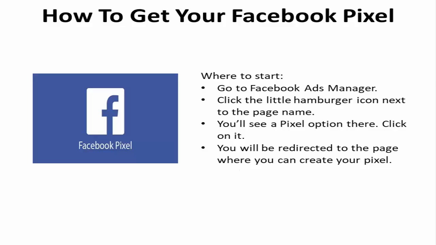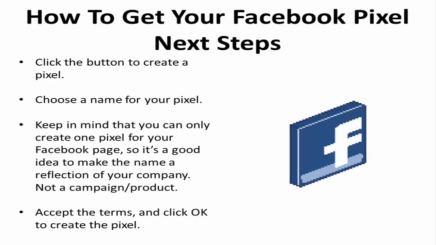Getting your Facebook Pixel is easy. Go to your Facebook Ads Manager page and click the little hamburger icon next to the page name. You'll see a pixel option there. Click it and you'll be redirected to the page where you can create your pixel. Click the button to create a pixel. Then choose a name for your pixel. Keep in mind that you can only create one pixel for your Facebook page, so it's a good idea to make the name a reflection of your company and not one of a specific campaign or product. Accept the terms and click OK to create the pixel.